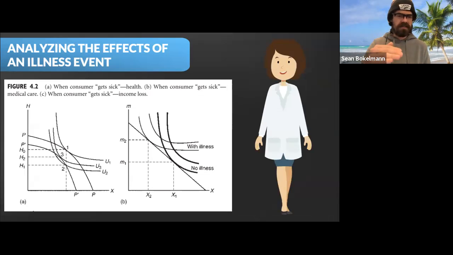And keep in mind that the subscripts and the numbers don't correspond with levels of utility. It has to do with the sequence of events, right? So we start with U1, the illness drops the consumer to U2, and then they shift their consumption away from X and towards medical care to recover some health and end up at U3, okay? All right.